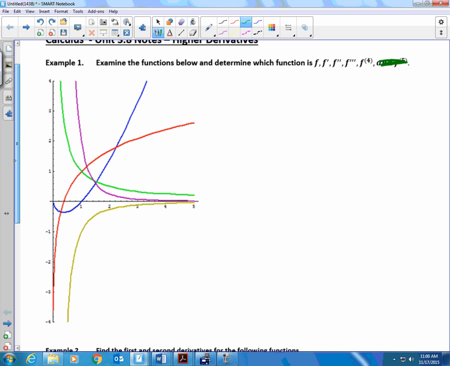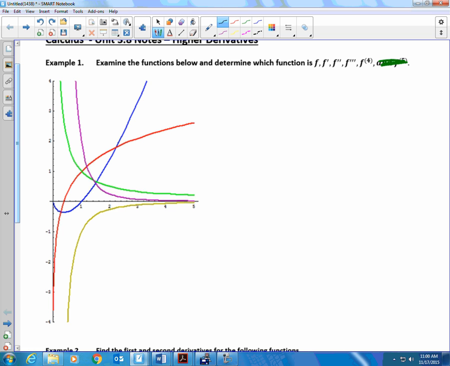So this is a tough type of question. You're not going to have this question on your test, but we do need to be able to think through this. This is a type of question we see on the AP exam. It says examine the functions below to determine which is f, f prime, f double prime, f triple prime, and f 4 prime. So we want to be able to look at these graphs and try to figure out which is the original and which is the first derivative, and then go from there.